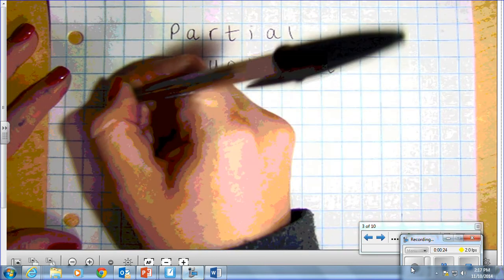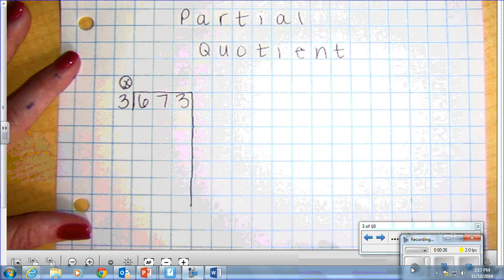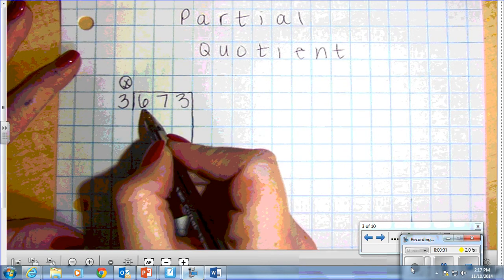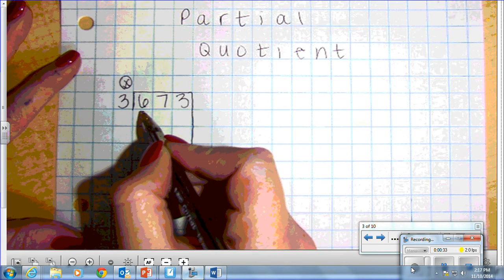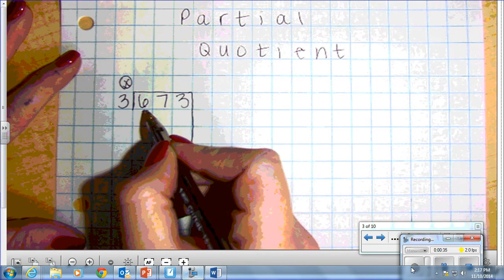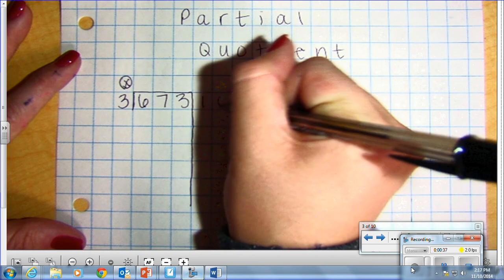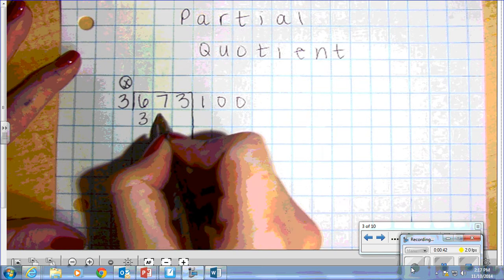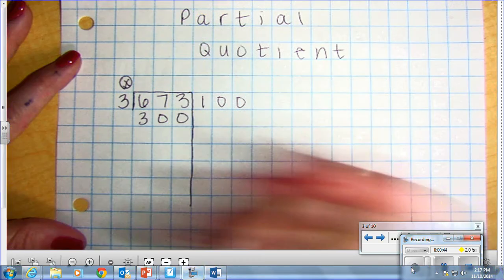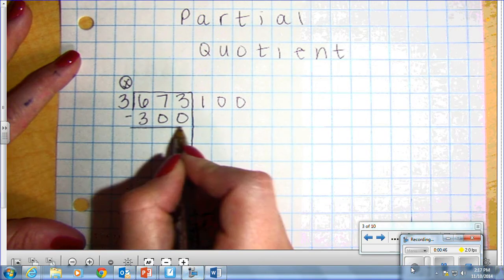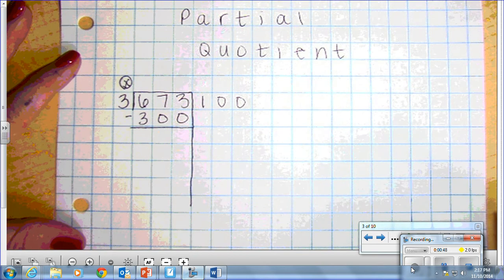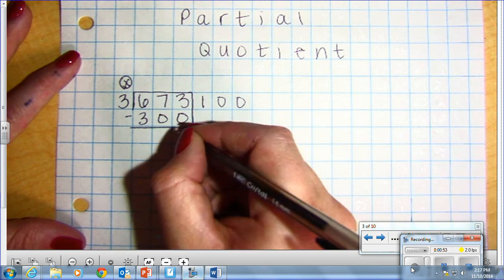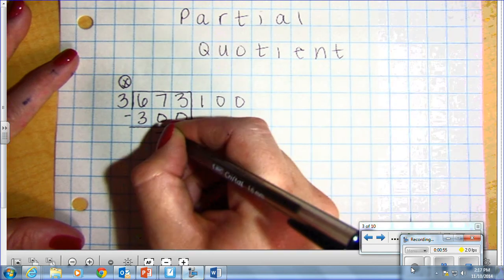And if I put my multiplication sign in the corner, that's going to remind me that I do need to multiply to divide. I'm going to look at the 6, and I know that the 6 is in the hundreds place, so it's 600. So I'm going to go ahead and multiply by 100 first, because I know that 3 times 100 would give me 300. I'm going to subtract that. The nice thing about multiplying by hundreds and tens is that I don't have to regroup when I subtract. I'm going to bring down the 3 to 7.